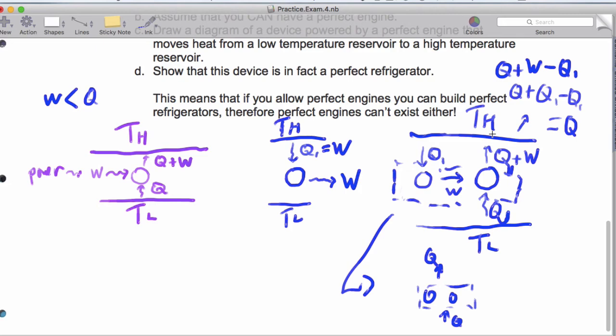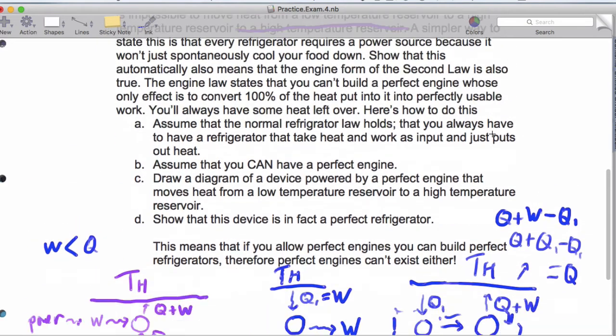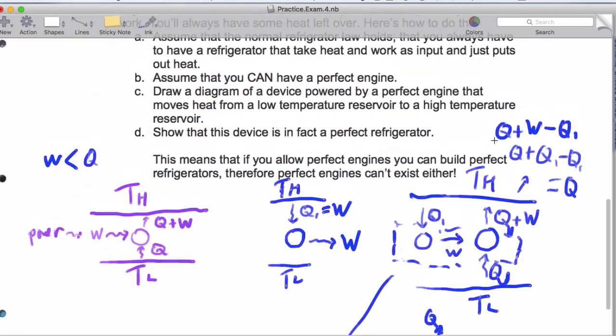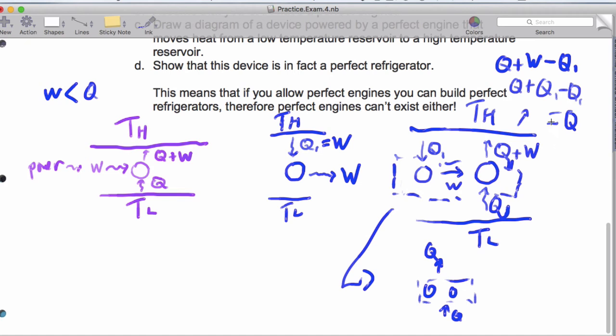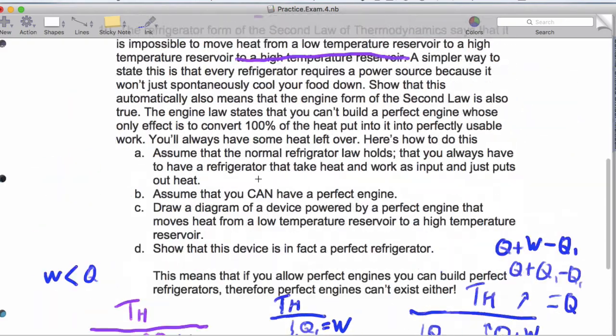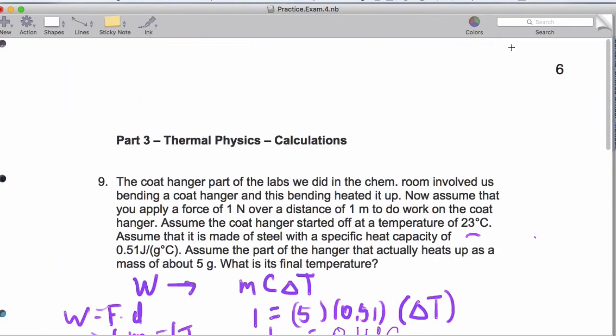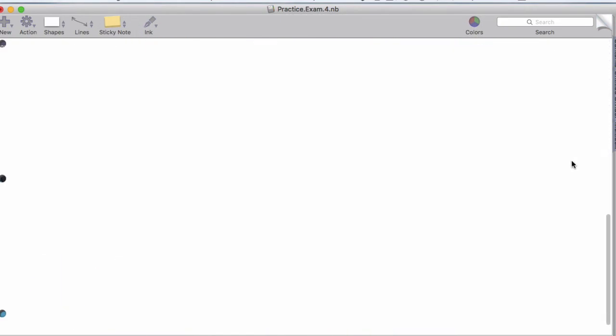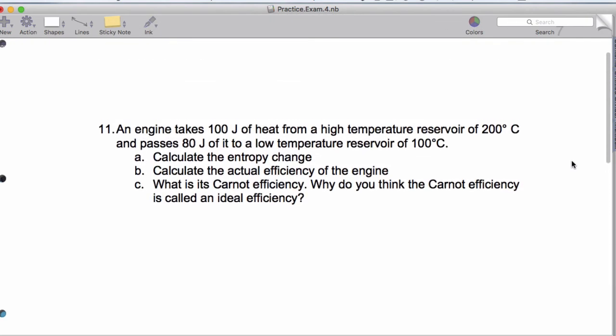All right. And we just said that that's impossible. So what that means is if you allow me to build a perfect engine, I'm allowed to build a perfect refrigerator. So that's not going to work. So by kind of a proof by contradiction, perfect engines can't exist either. So that's one part of the thermodynamics calculations. Let's finish this last one.